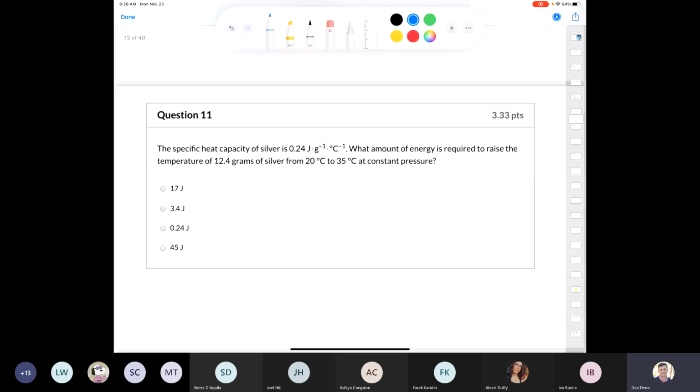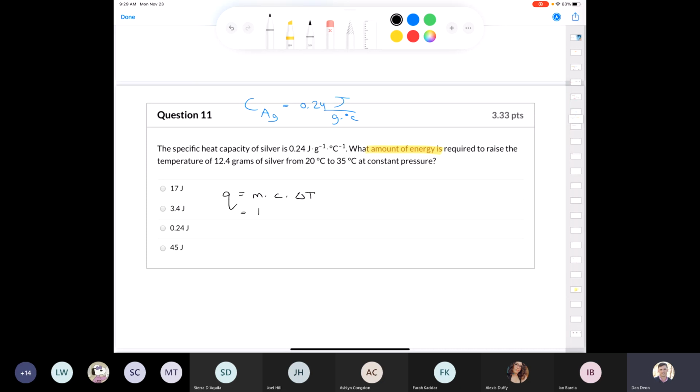Question number 11, the specific heat capacity of silver, Ag. So if we write it out, our specific heat capacity of silver is 0.24 joules per gram degrees Celsius. What amount of energy is required to raise 12.4 grams of silver from 20 to 35 degrees Celsius at constant pressure? So in order for us to determine the amount of energy that's required, we're going to use the formula Q is equal to mass times C, specific heat capacity, times delta T. And so we'll plug in some numbers.